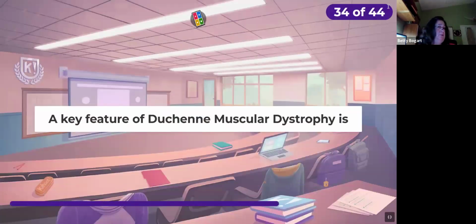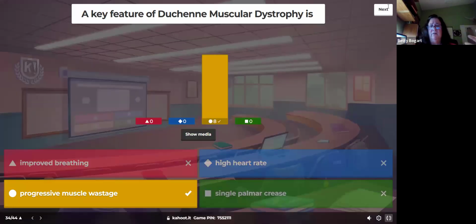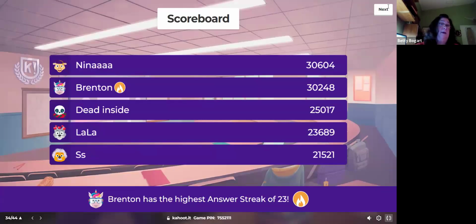A key feature of Duchenne muscular dystrophy is what? What is muscular dystrophy? It's muscles stop working, and the name is Duchenne. It's progressive muscle wastage. And the muscles that we're concerned about are the muscles for the diaphragm, so breathing, and the muscles of the heart, which is your heart beating. And when they stop, usually about teenagers, is when they usually pass away.